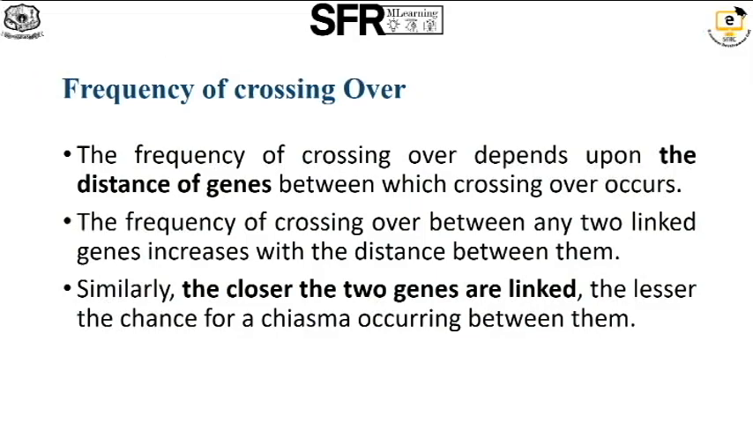When does crossing over usually take place, and what is its frequency? The frequency of crossing over depends upon the distance between the genes between which crossing over occurs. The frequency of crossing over between any two linked genes increases with the distance between them. Similarly, the closer the two genes are linked, the lesser the chance for chiasma occurring between them. So, these are the frequencies of crossing over.